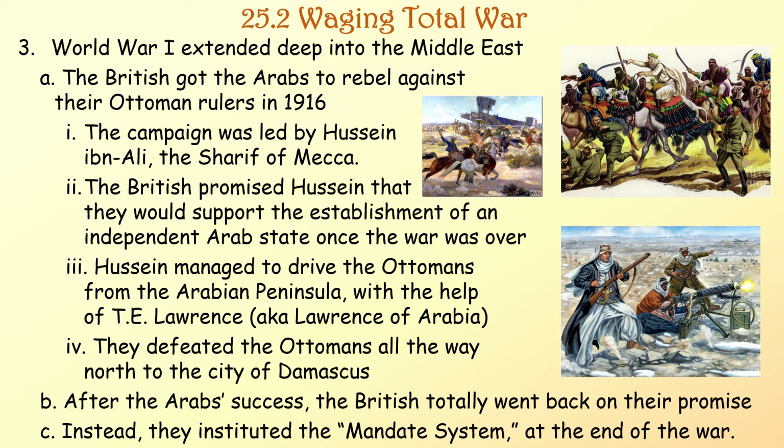The British got the Arabs to rebel against their Ottoman rulers in 1916. The campaign was led by Hussein ibn Ali, the Sharif of Mecca. The British promised Hussein that they would support the establishment of an independent Arab state once the war was over. And Hussein managed to drive the Ottomans from the Arabian Peninsula with the help of T.E. Lawrence, also known as Lawrence of Arabia. They defeated the Ottomans all the way north to the city of Damascus. After the Arab success, the British totally went back on their promise. Instead, they instituted the mandate system at the end of the war.